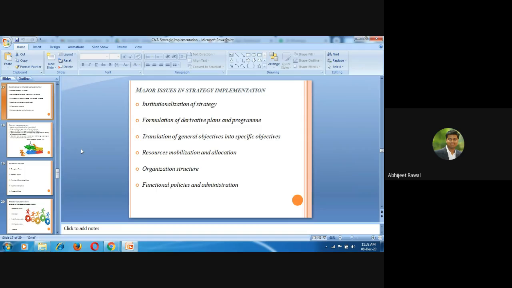Second, you need to formulate the derivative plans and programs. It is one of the most important things that you need to formulate the plans and programs. Strategy तो आपने बना ली, अब action mode क्या है? You need to do the action part. You need to make plans. You need to make a program. What strategies we are making, how we are going to implement that strategy, how do we get a good amount of returns, when should we do the implementation.